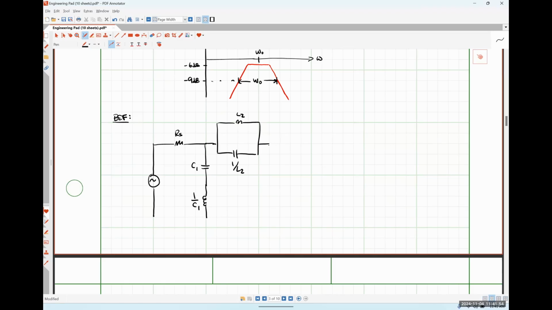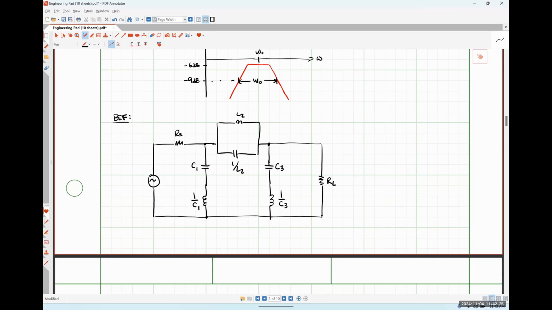Over here, where we would normally have for our low pass filter design a capacitance C3, I'm going to place an inductance 1 over C3 in series. And then here is my resistance RL. Okay.